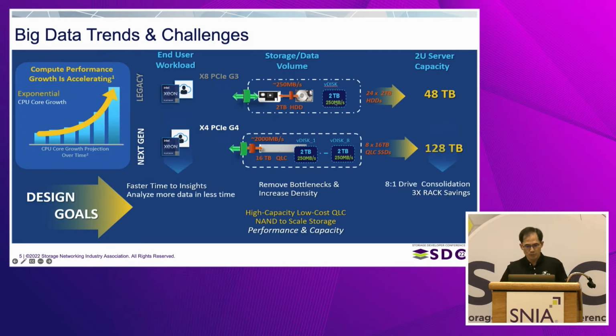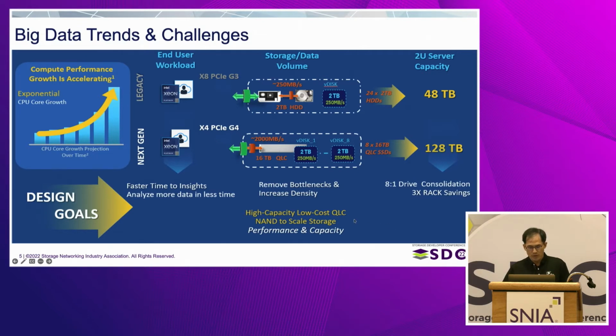For example, in the previous case, we were using 2 terabyte hard drives, with a total of 24 such disks in one instance. But if we use 8 terabyte hard drives, the throughput per terabyte actually decreases from 125 megabytes per second to 31 megabytes per second. That means you don't get more performance when you add more capacity. This is not what we want. But fortunately, high capacity, low cost QLC NAND SSD disks give us an alternative solution to this problem.